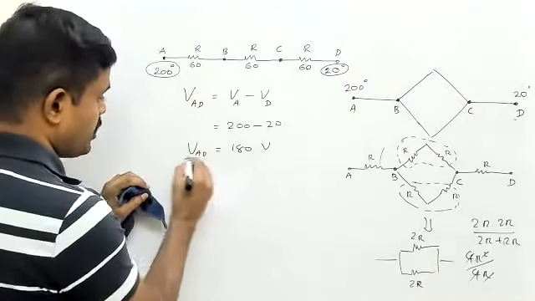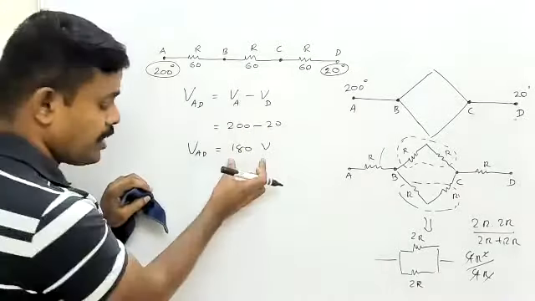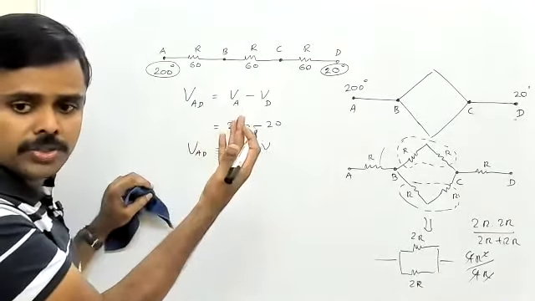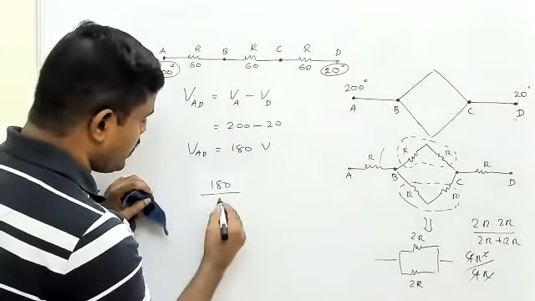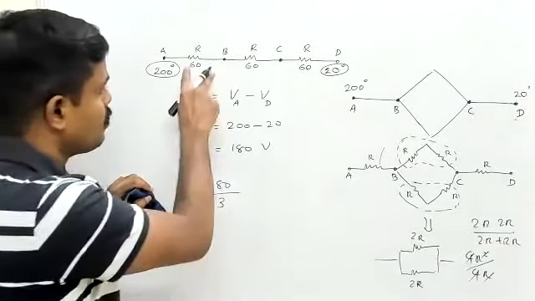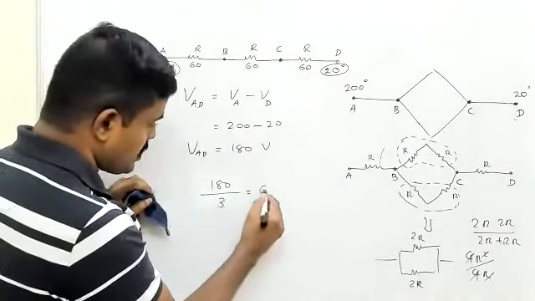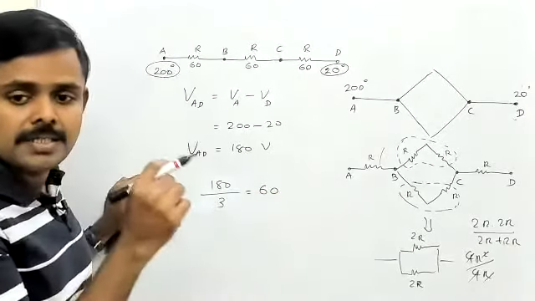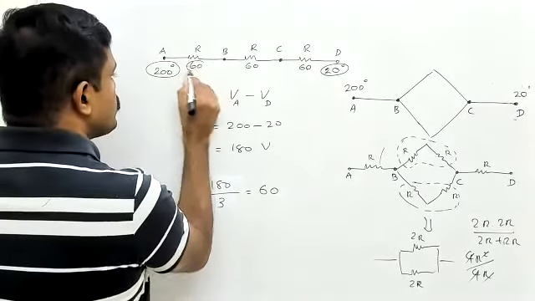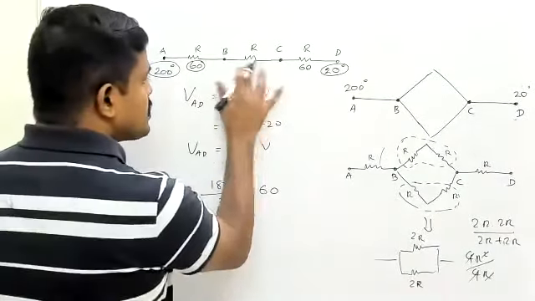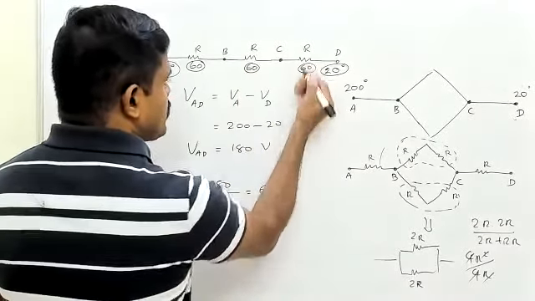So for VAD, how many resistors are there? 1, 2, 3. This voltage should be uniformly spread among those because they are identical. 180 will be divided equally among the three: one resistance, second resistance, third resistance. So 180 by 3 is equal to 60. Each resistance gets 60 volts on it.